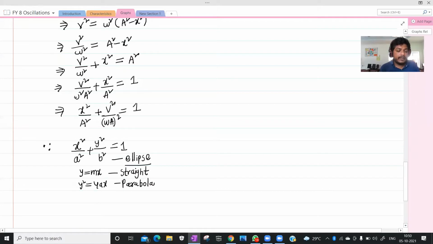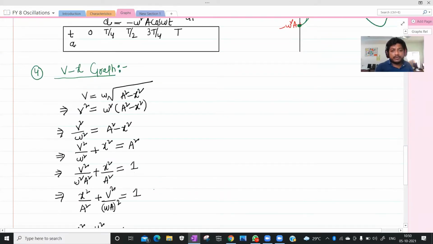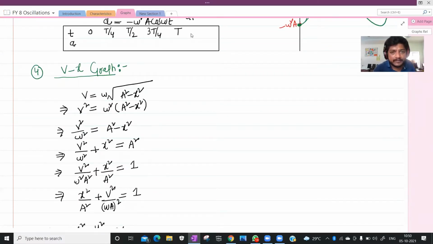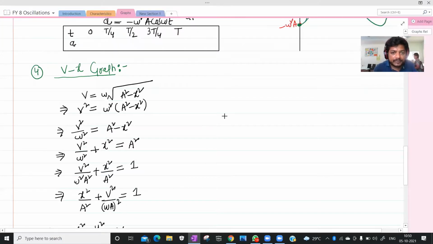So here this is an ellipse. Math people can understand this. Ellipse is like a circle. What is the circle equation? x square plus y square equals a square. This is the circle equation. Okay, so here, how to draw the graph? Carefully observe. This is the ellipse.